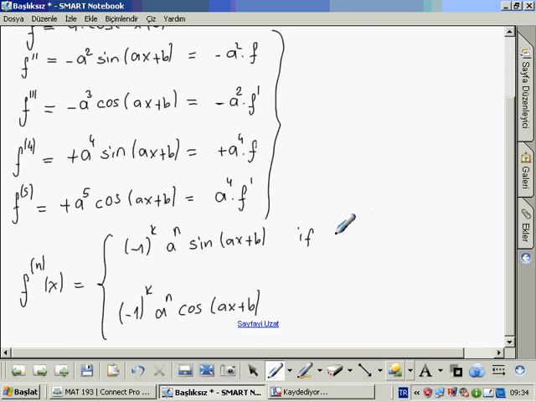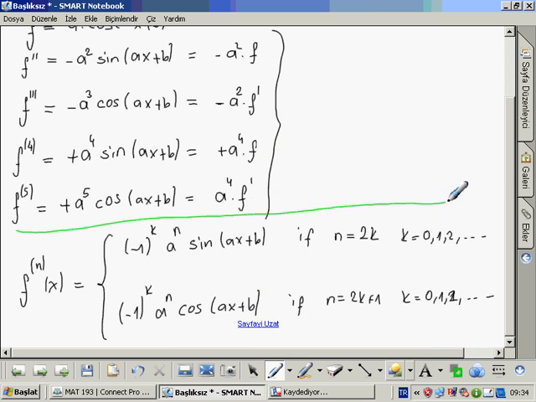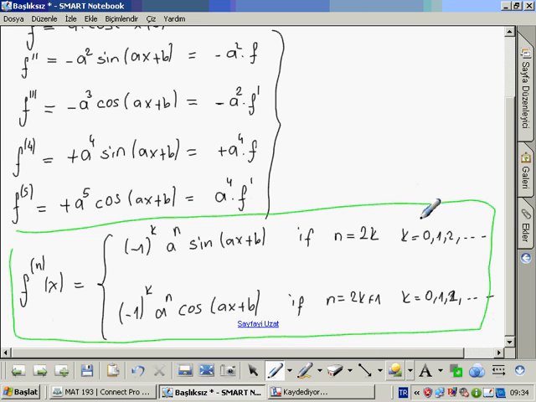If n equals 2k, and of course k starts from 0, 1, 2 and integer values, and if n equals 2k plus 1, again k starts from 0, 1, 2, and it goes like that. And for this generalized rule, these values are even values for n, and these are the odd part of the generalized rule.